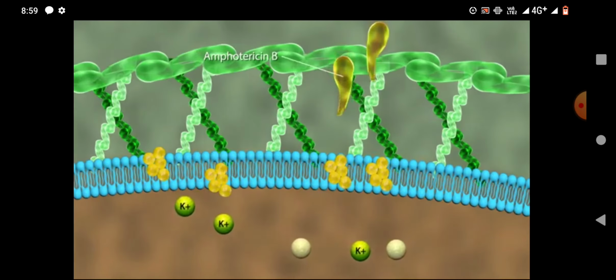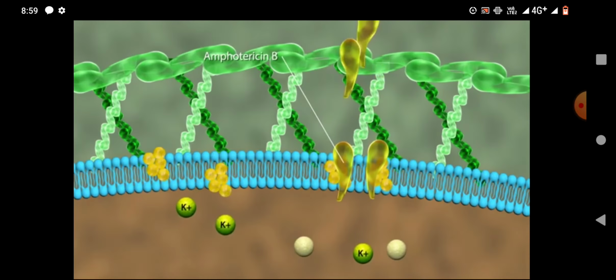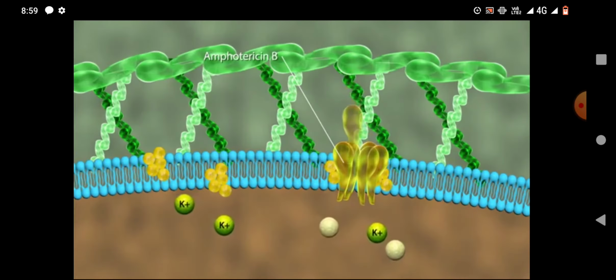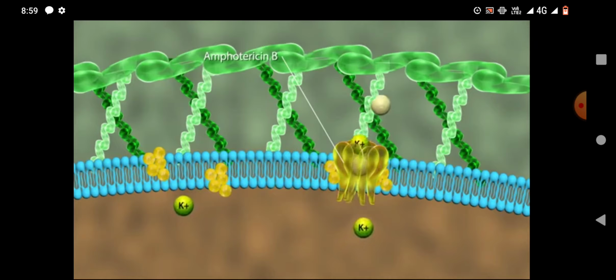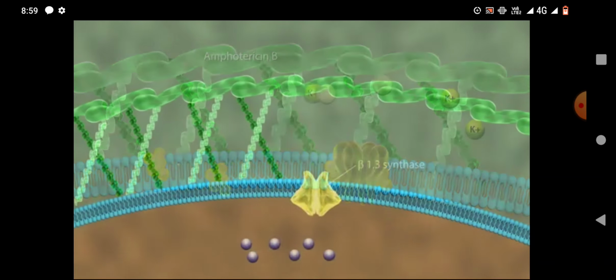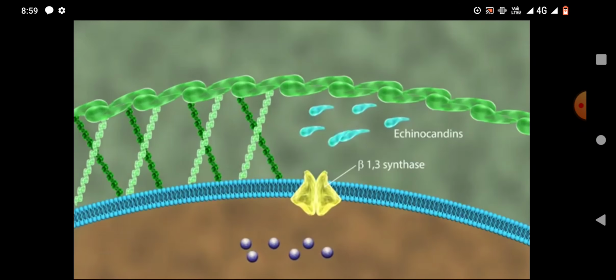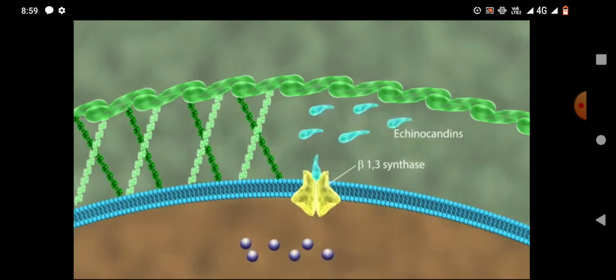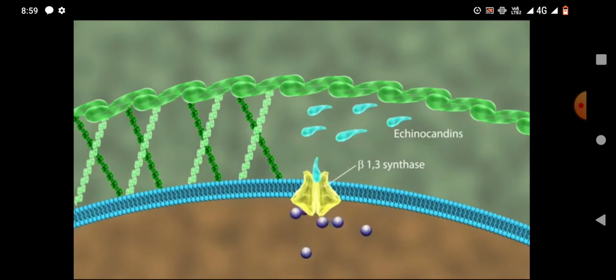Amphotericin has a high affinity for ergosterol in the cell membrane. Several polyene molecules get inserted into the fungal cell membrane as aggregates after combining with ergosterol to form a micropore through which amino acids, potassium, and other water-soluble substances move out. Echinocandins inhibit the synthesis of beta-1,3 glucan, which is required for cross-linking between chitin and beta-1,3 glucan that gives toughness to the cell wall.